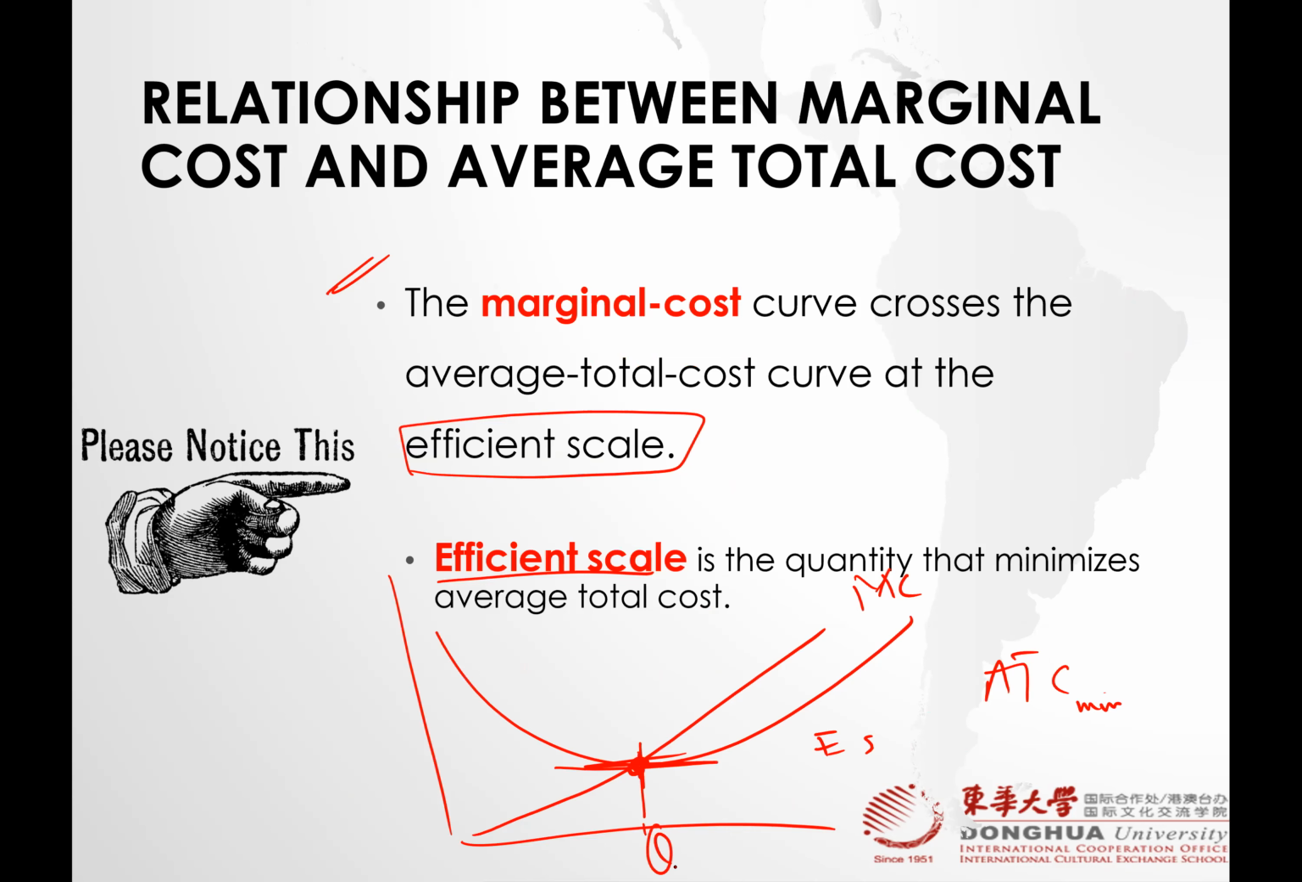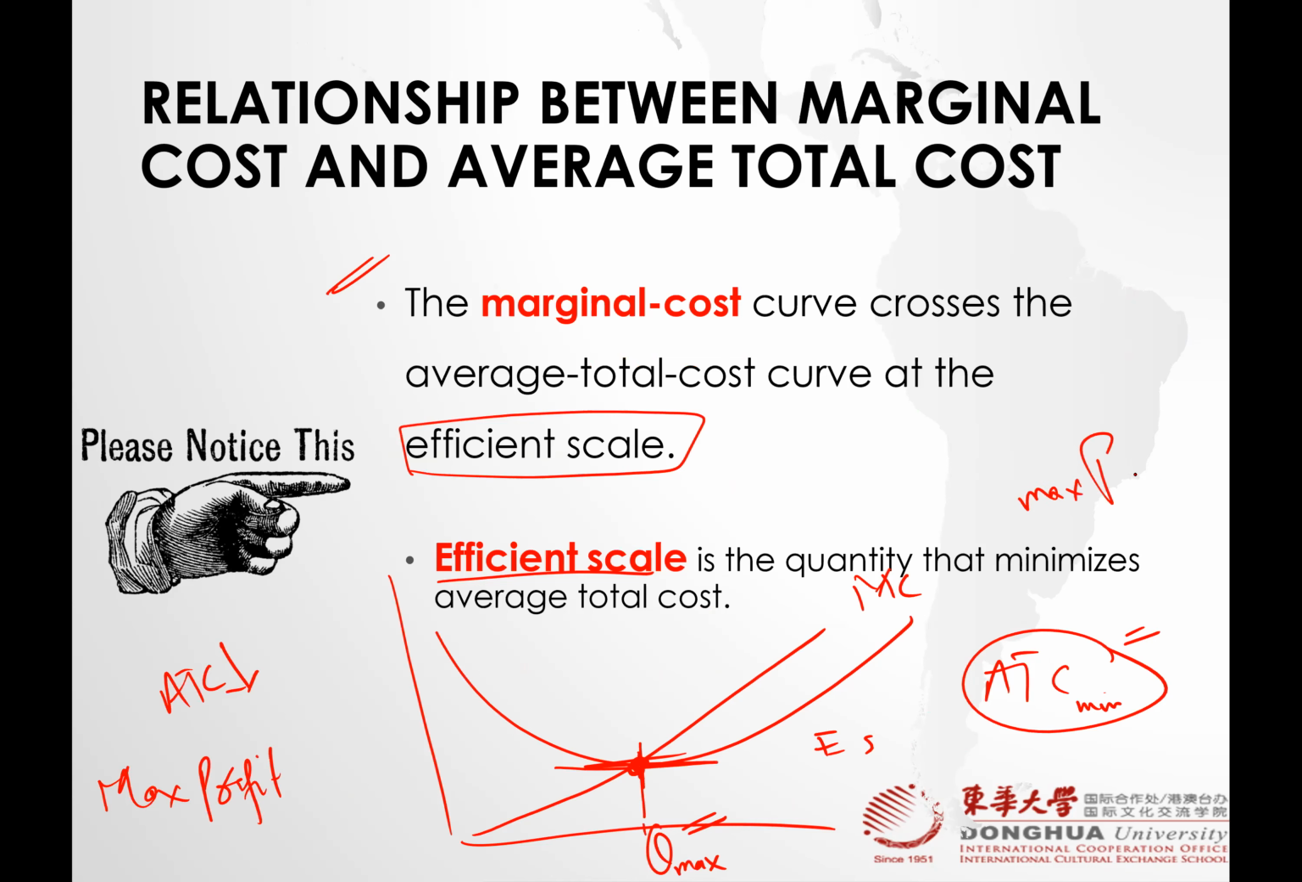But that quantity will be, sorry guys, that quantity is called Q max. Why max? Because by producing that quantity, your average total cost will be lowest. So you will be maximizing the profit. So that's why we call that quantity Q max. Many of the students ask me, sir, that should be minimum because we are minimizing our cost. But minimizing our cost will lead to maximizing the profit. So that quantity is called profit maximizing quantity, right?